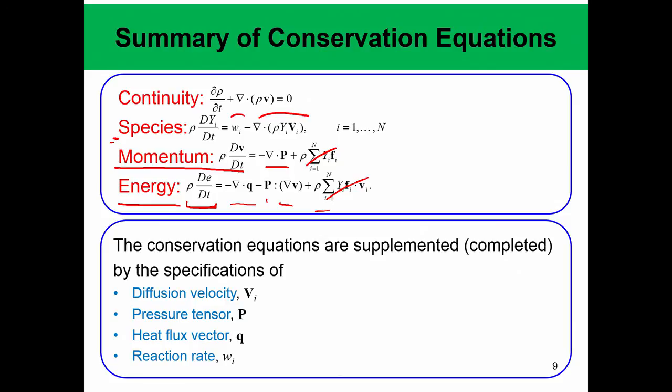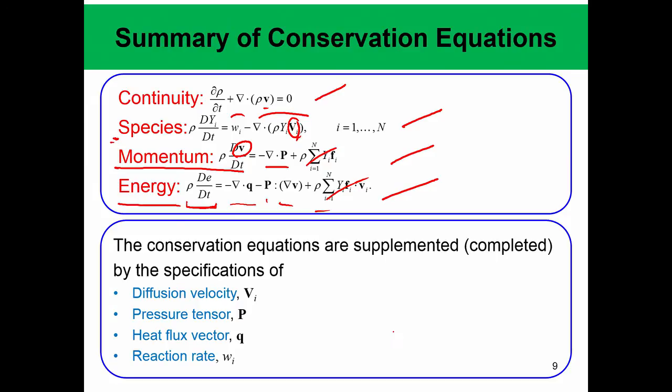We have conservation equations for continuity, for species, for momentum, and for energy. That is all the conservation equations we need. But these equations are not complete, and in this form we will not be able to solve them. Why? Because there are very interesting things which we do not know. We do not know how this Vi will look. We have an equation for V, the bulk velocity, but we do not have an equation for Vi, the species diffusion velocity.